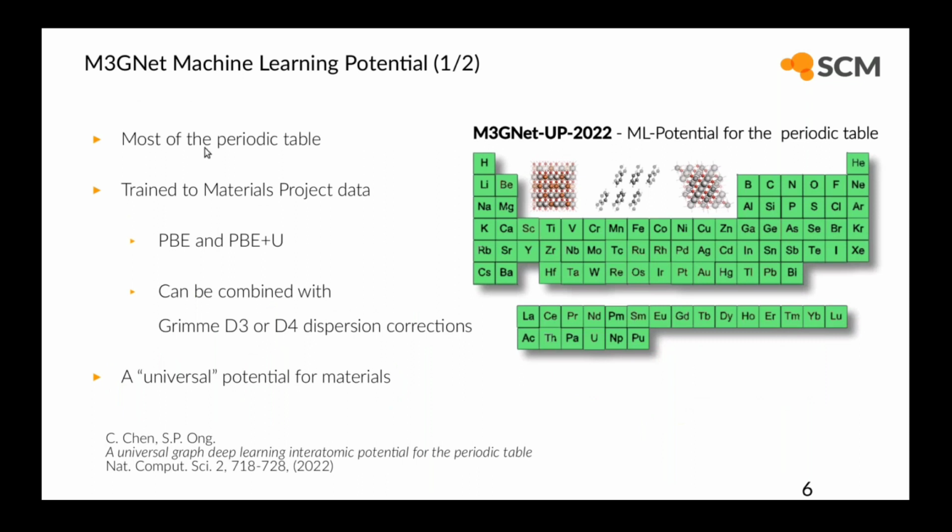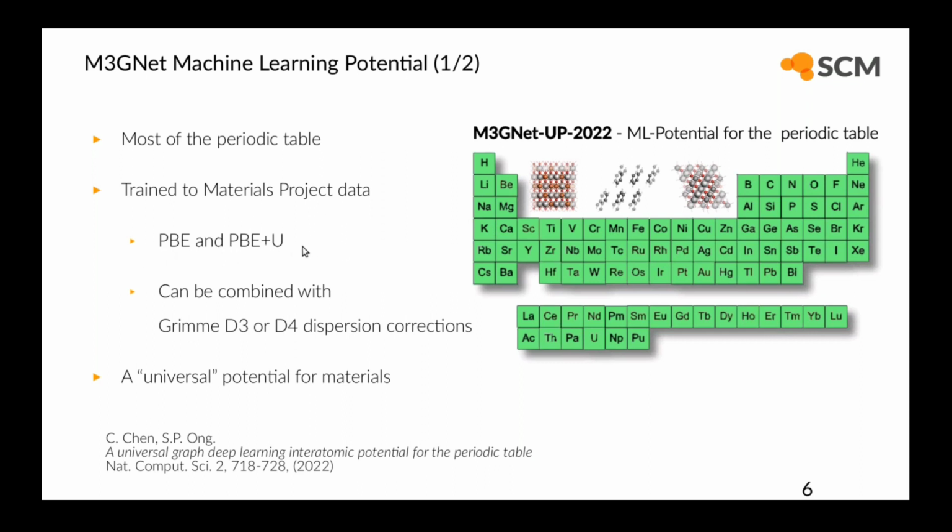Moving on, we also have the M3GNet machine learning potential. This is by Chen and Ong in San Diego. A universal graph deep learning interatomic potential for the periodic table. So it's not the entire periodic table, but most of it. And it's actually very good. I'm always amazed when I use this machine learning potential, how good it is, how reasonable it is. It's not perfect, but it's quite incredible. It's been trained on Materials Project data, so PBE and PBE plus U.